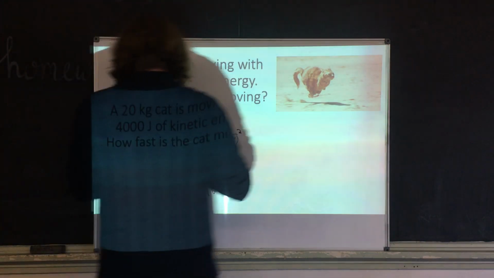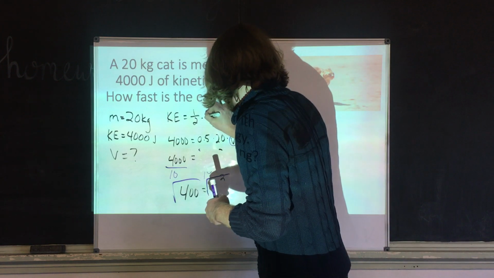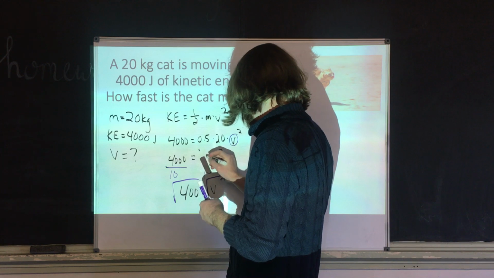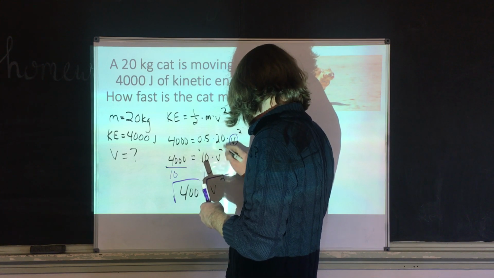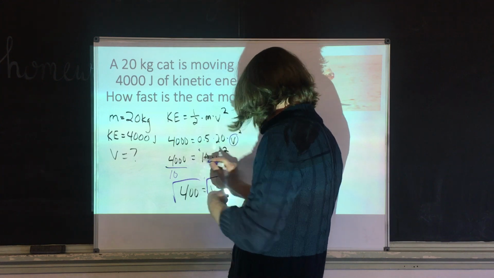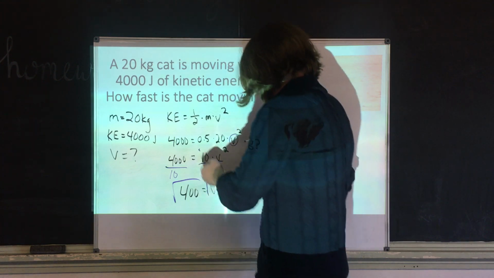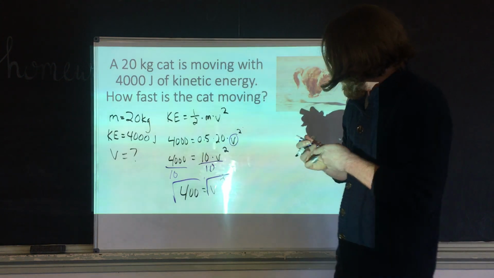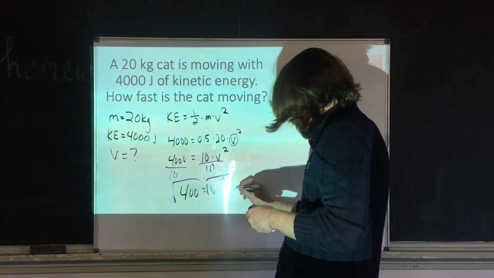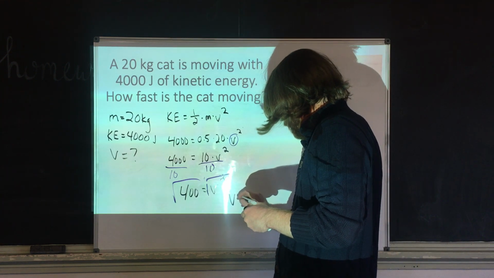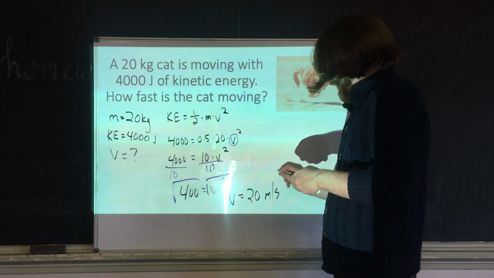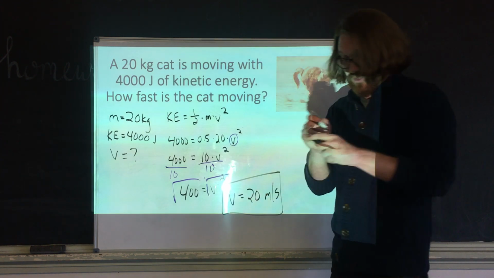So I know I kind of erased some of this stuff, but hopefully you had this written down. I'll fill it back in for you. Kinetic energy equals 1/2 times mass times velocity squared. Here I had 10 v squared, and we divided that by 10. So I took the square root of v squared and the square root of 400. The square root of v squared is v, and the square root of 400 was 20. This is the velocity. So this cat is going 20 meters per second.